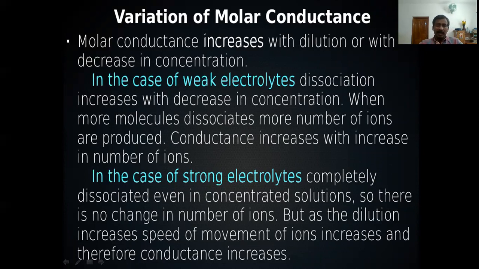As the dilution increases, what is happening? More electrolyte molecules will undergo ionization. As a result, the number of ions increases with increase in dilution. If there is an increase in number of ions, what happens? Molar conductance increases. So in the case of weak electrolyte, molar conductance increases with increase in dilution. What is the reason? Number of ions increases with increase in dilution.